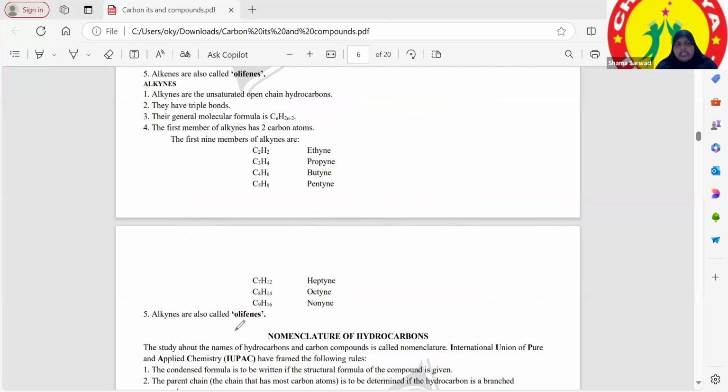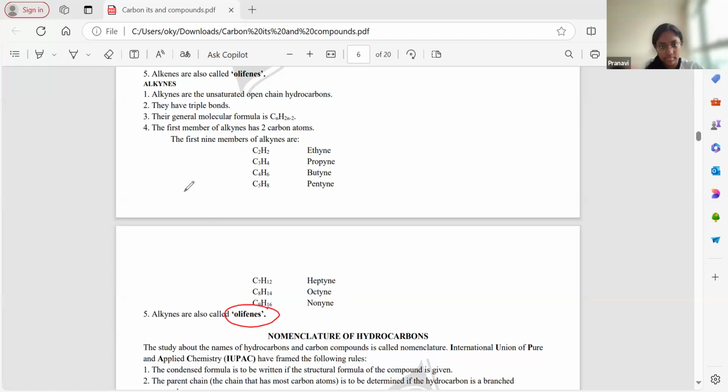Now, alkynes are also called olefins. Unsaturated hydrocarbons are olefins and saturated ones are paraffins.